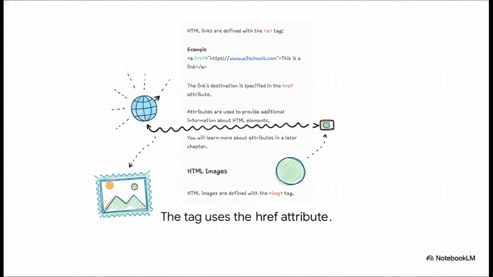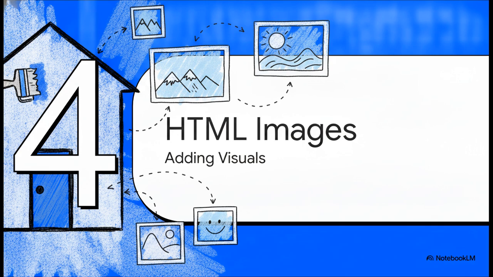It explicitly specifies the link's destination. Then we close the bracket, type the text we actually want the user to click, something like, "This is a link," and finally add our closing A tag. By combining a basic tag with a specific attribute, we have successfully wired our house to the rest of the web.